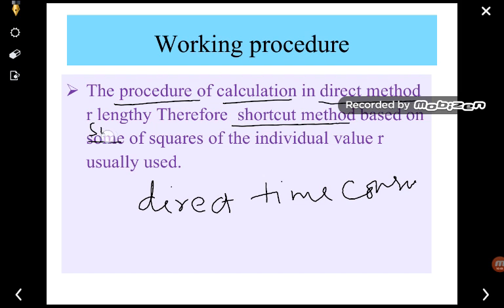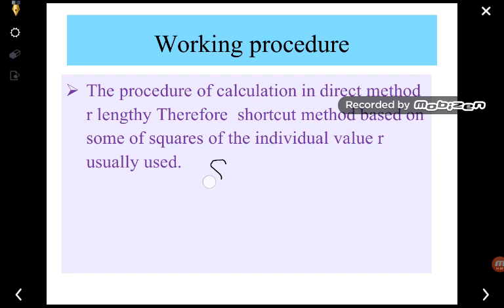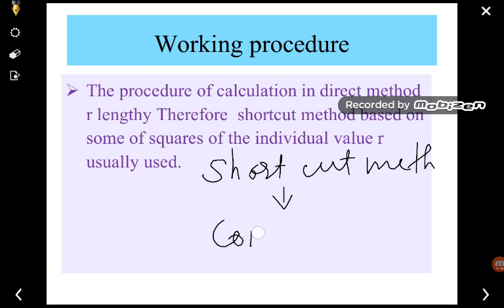The shortcut method based on the sum of the squares of the individual values is usually used. So instead of the direct method, the shortcut method is utilized in the case of ANOVA, and this shortcut method is more convenient. It is utilized because it is convenient.